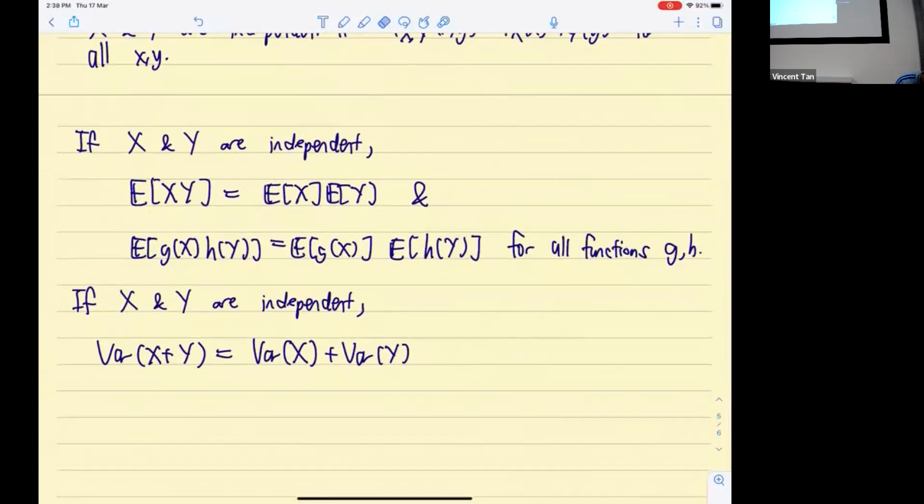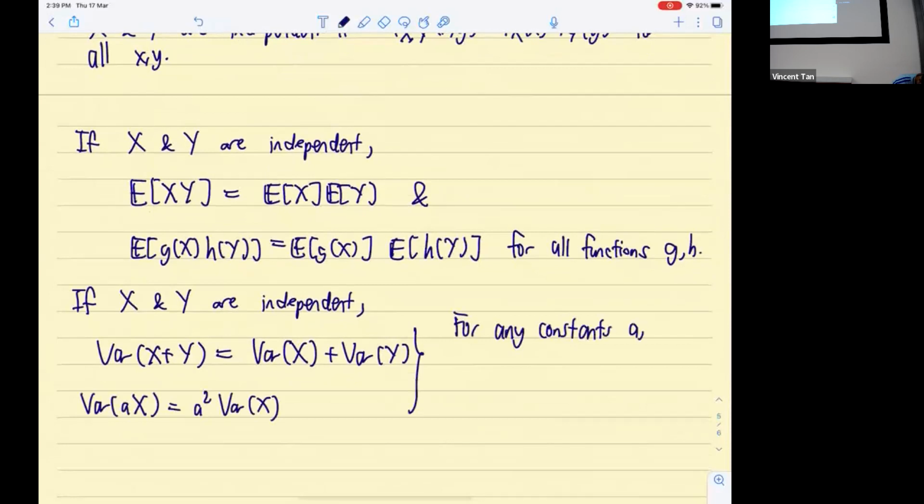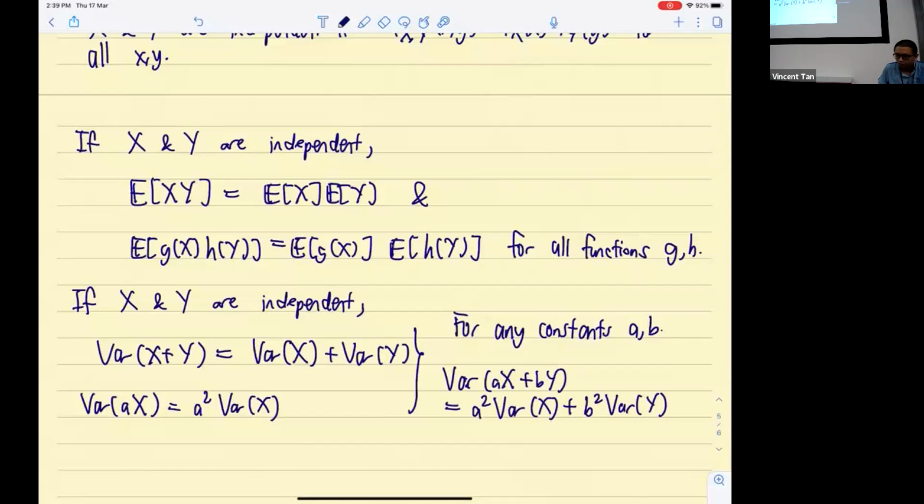I think you also know that the variance of a times x is equal to a squared times the variance of x. So these two together tell us that for any constants a and b, the variance of ax plus by is equal to a squared variance of x plus b squared variance of y. We can have this sort of property. I think people already know this for the discrete case. The point I'm trying to make is that it carries over to the continuous case. Is this clear?